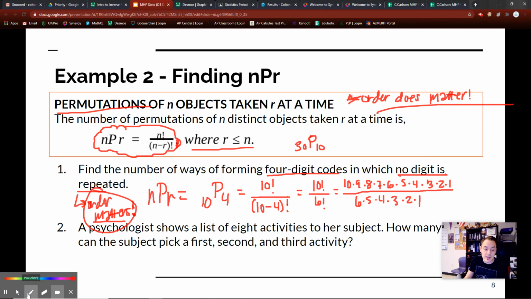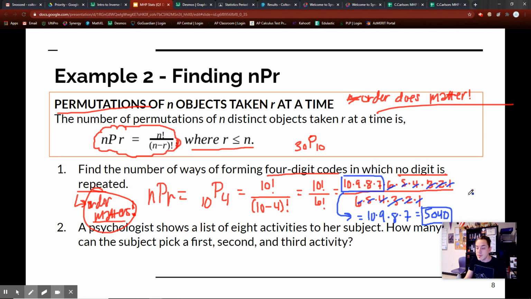Now what you start to see, guys, is that the ones, the twos, the threes, the fours, the fives, and the sixes go poof. So what am I really left with? This equals 10 times 9 times 8 times 7, which equals some number. After we plug it into the calculator, I get 5,040.